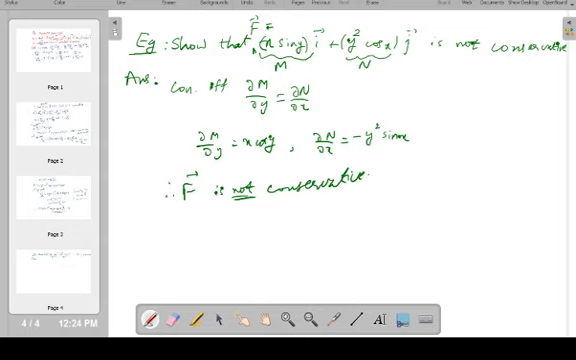Okay, so what you understand from this example is that conservativeness of a vector field depends upon a perfect balance, some kind of balance between its components. So once that balance is lost, you will have a non-conservative field.